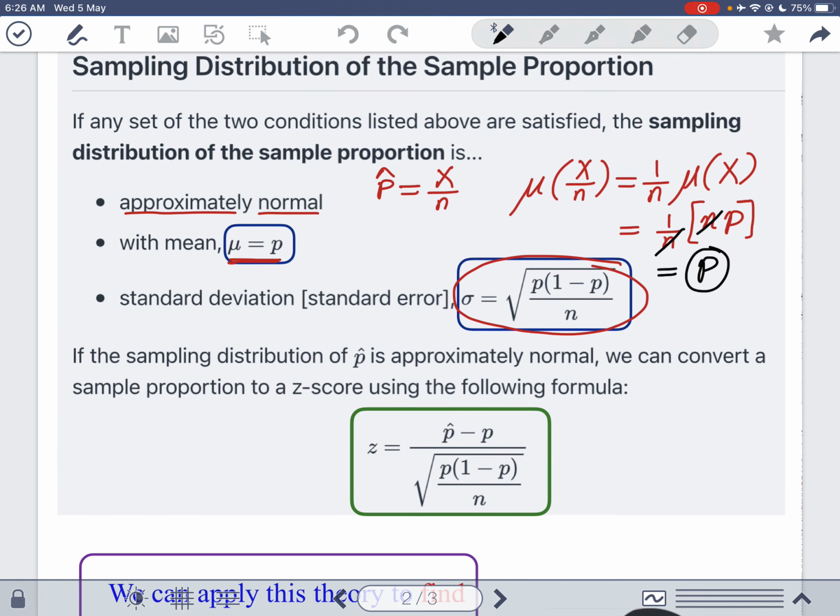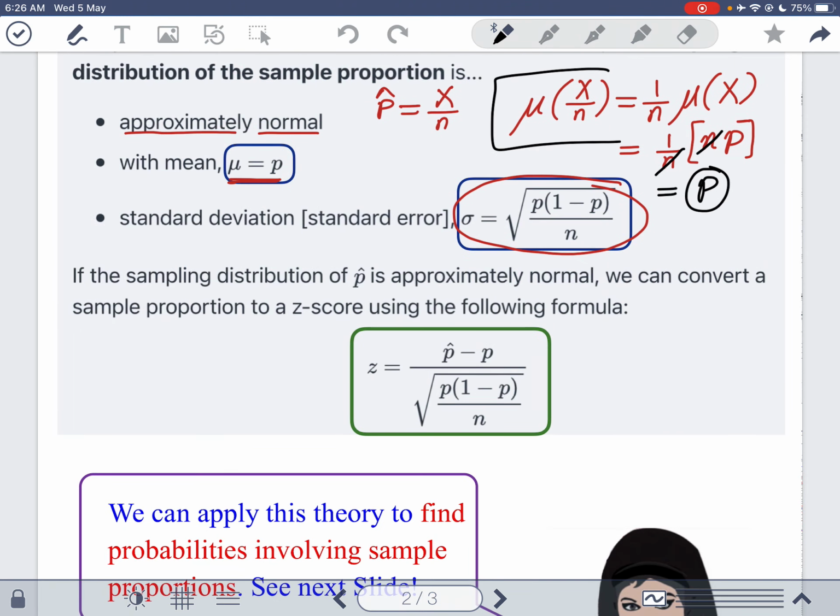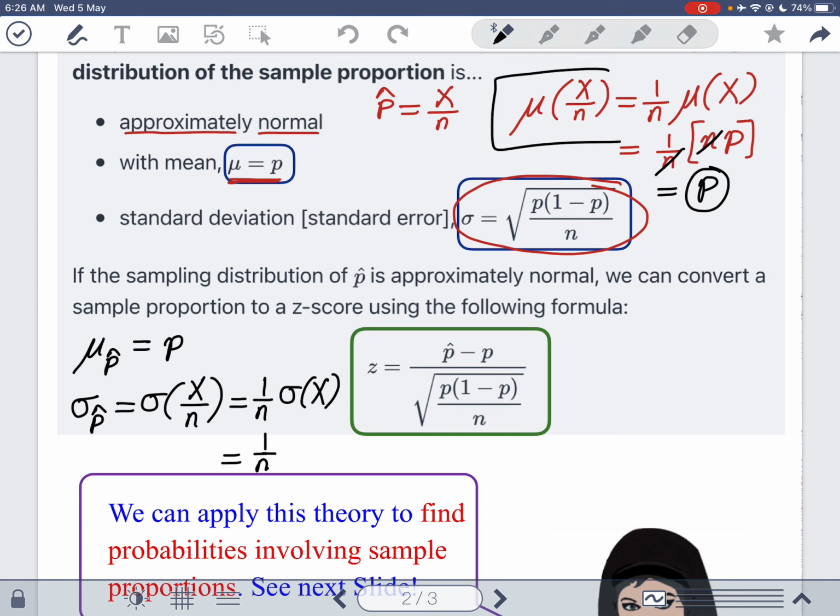So in other words, you can write it this way. The mean of the sampling distribution of sample proportions is the true population proportion p, and the standard deviation of p hat is the standard deviation, of course, of x over n. You can take the number outside, the 1 over n, and you get sigma x. Now, what would this be? 1 over n, and remember, the standard deviation is the square root of n times p times 1 minus p.